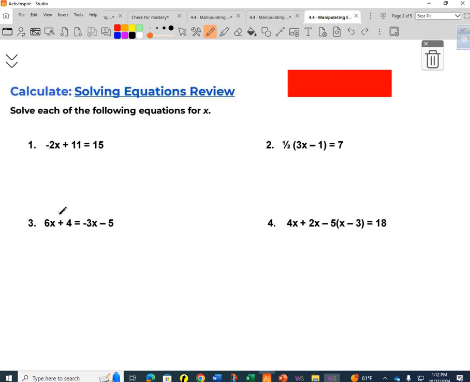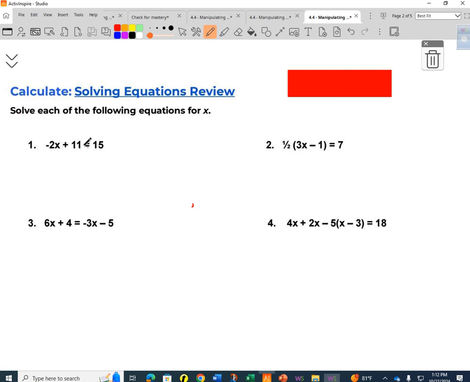Okay. We're going to do a quick review on solving equations. Hopefully this is very boring for all of you, but I will assure you there is at least one person in here that this is not super easy for, and this is why we review it. Also, the steps we use for solving equations are the same steps that we use for manipulating equations. So let's go ahead and get started.